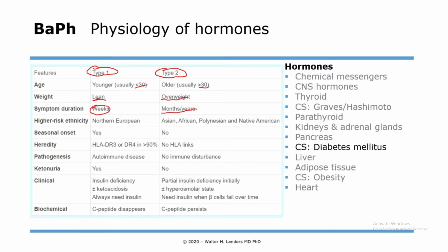Next to that, what you see is that ethnicities like people from Northern Europe, particularly Scandinavia, are in trouble. They have a genetic predisposition to diabetes type 1, and we will talk about that later here in heredity. Whereas type 2 is often in Asian, African, Polynesian, and Native American people. And why is that? Well, it has partly to do with globalization.